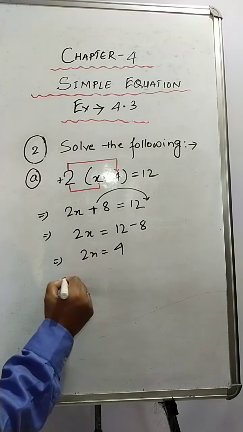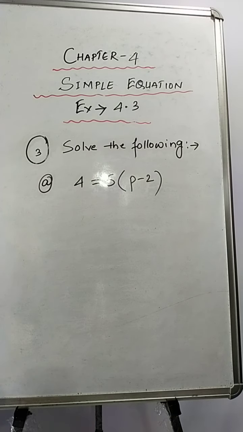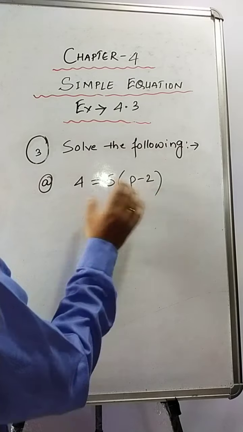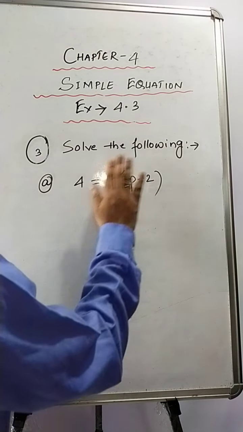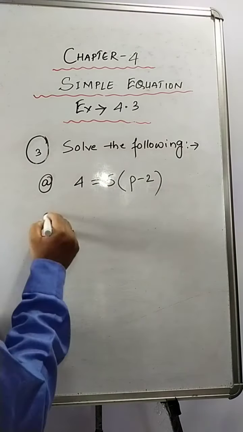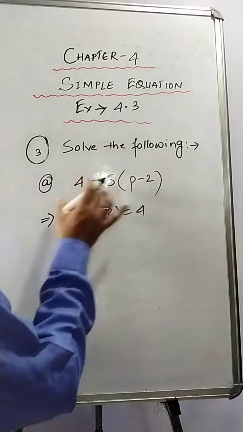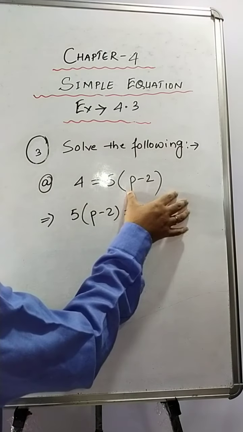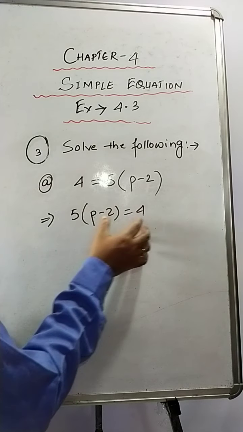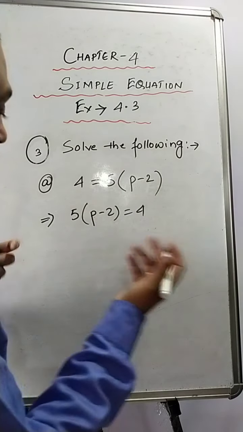Now question number 3, again we have to solve the following equations. Now it is given 4 is equals to 5p minus 2. This time the variable is on the right hand side. So we can write it in the other way also, that is 5p minus 2 equals to 4, because both are equal to each other. So if I can say that 4 is equals to this, I can also say that 5p minus 2 is also equals to 4. Both are the same thing only.